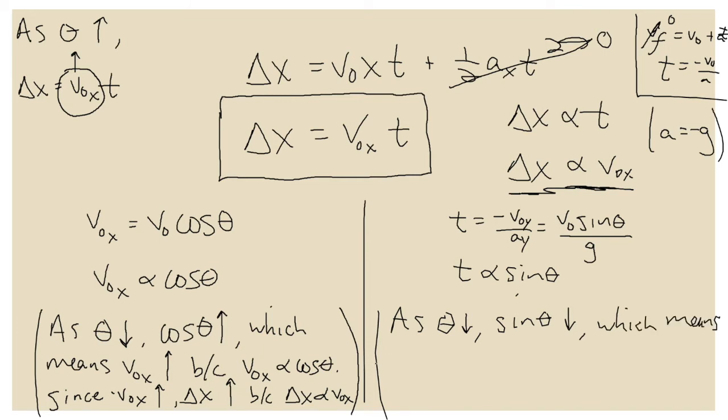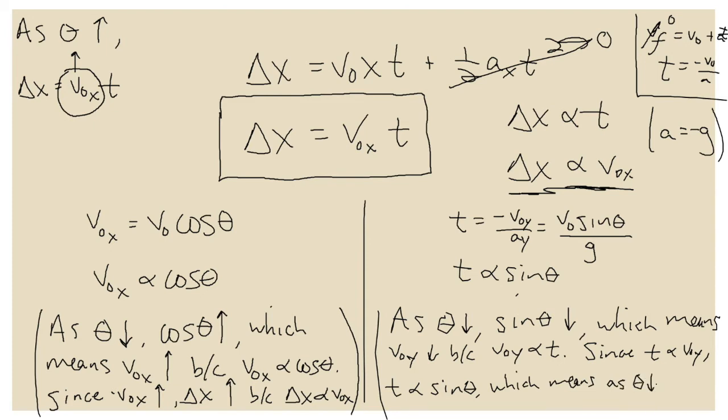And so what we can say is as theta decreases, the sine of the angle decreases, which means basically that the V naught y will decrease, because V naught y is directly proportional to the time. And so since the time is directly proportional to V naught y, that means the time, technically, as you can see here, is directly proportional to the sine of the angle, which means as theta goes down, the time is going to go down. And so decreasing the angle makes our time go down.